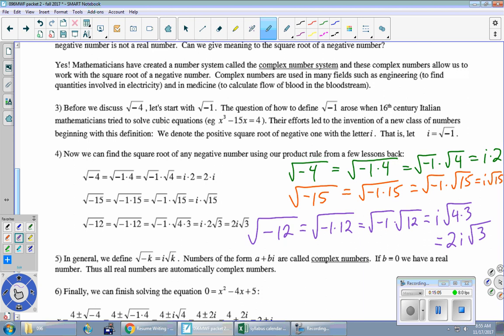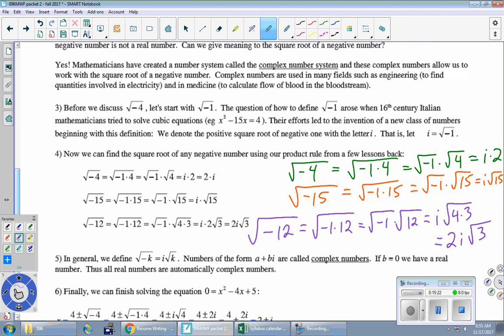Just a convention, if there is a number that pops out, you typically write it in front of the i, but a radical typically gets written after the i. It's not wrong to reverse the order. You can change the order however you want here, but that's the typical order in which we write it.